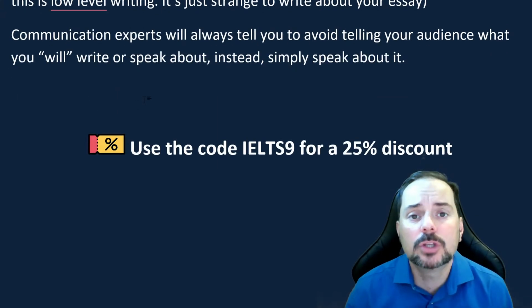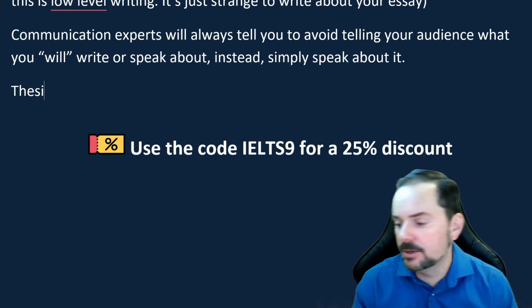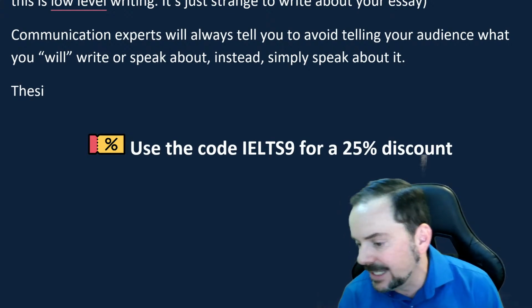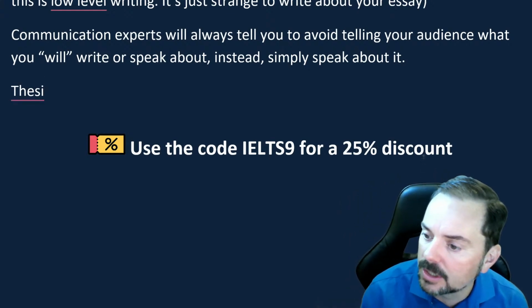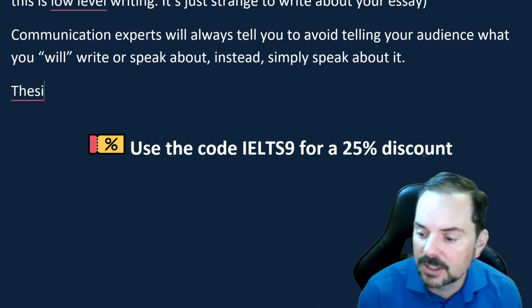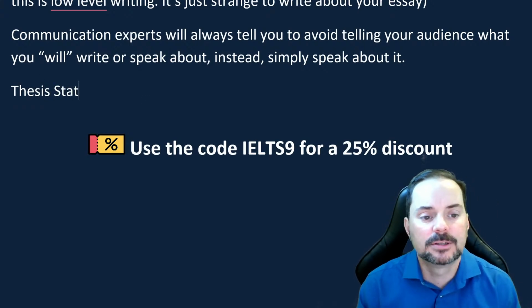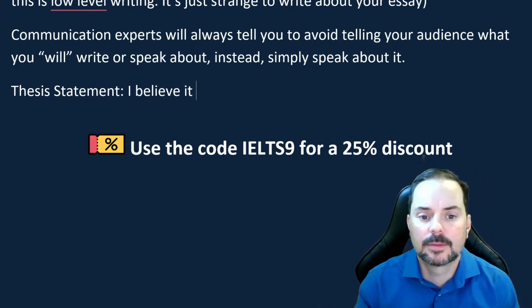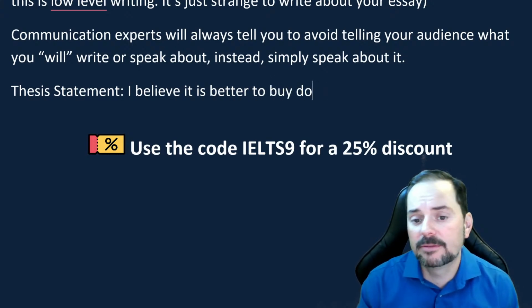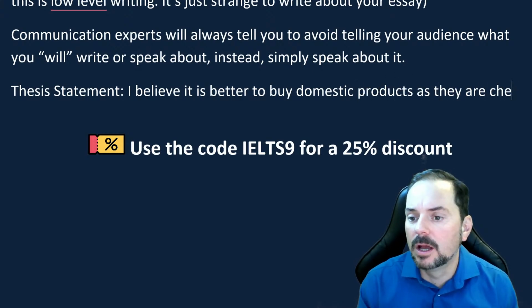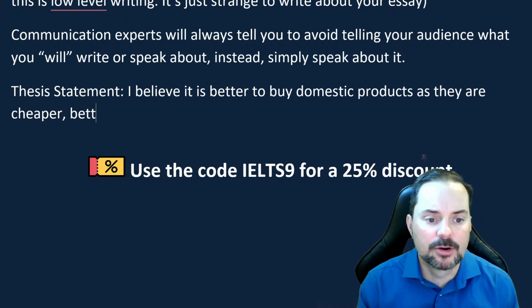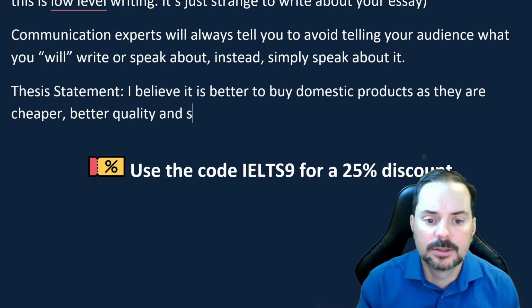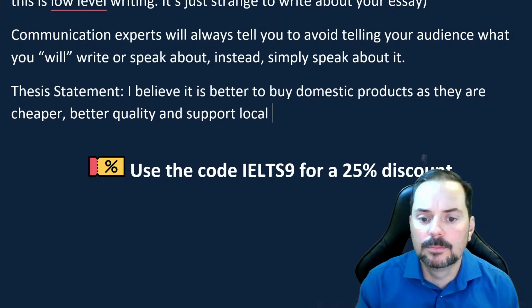Direct thesis statement using what we talked about, okay? Write your thesis statements. Let's see. Akni is already writing a thesis statement. That's good. Let's see if anybody else writes a thesis statement. Akni, I'll take a look at that in a second. So thesis statement: I believe it is better to buy local, or let's use the paraphrasing, domestic products, as they are cheaper, better quality, and support local workers.